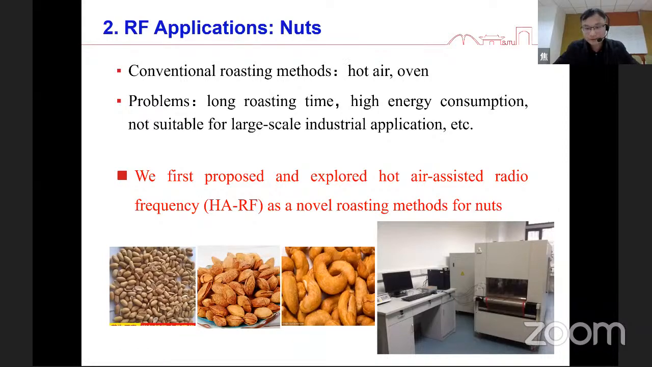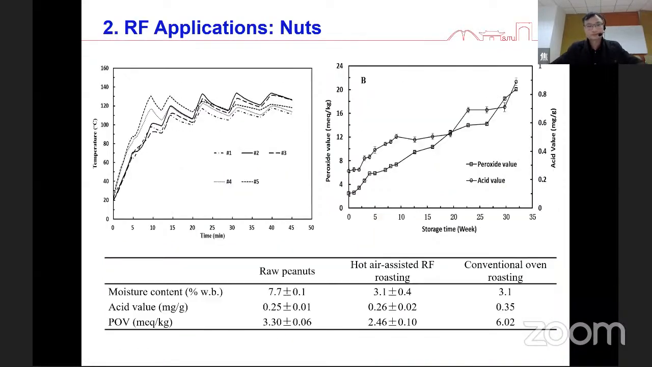For the almonds. This is a roasting temperature profile during the whole process. Generally, the whole roasting process takes around 30 to 50 minutes. And this is the peroxide value and quality evaluations. And we did a lot of this kind of studies. And generally speaking, this method has very good qualities compared with the conventional method.